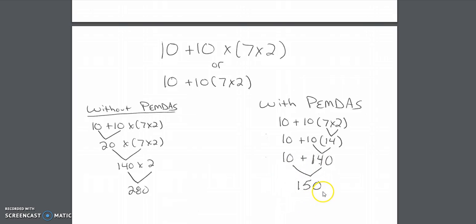This is actually the correct answer because I followed the rules of PEMDAS. So that 280 is way off from 150. Okay, feel free to pause this video and look at this more, but I've got more examples I want to show you before you start your actual assignment.